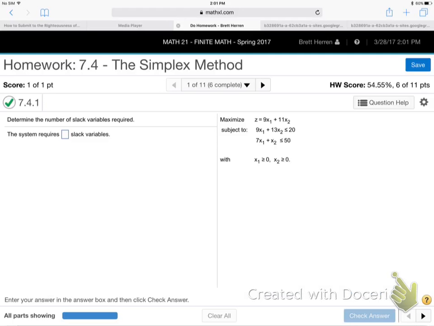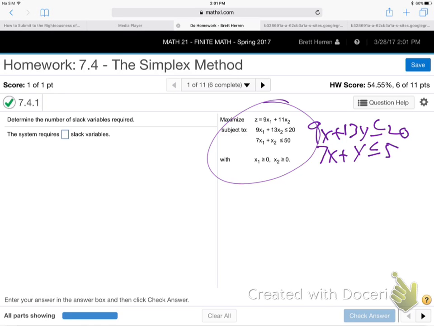All right, simplex. 7.4, the simplex method. All right, so what's going on with this? Well, basically, doesn't this look exactly like what we've been doing in the last section? We could graph those instead of X and Y. It's X1, X2, but whatever, same thing, call them whatever you want. Isn't that exactly like saying 9X plus 13Y less than or equal to 20 and 7X plus Y less than or equal to 50? It is. It's exactly the same. And there's the thing to maximize, Z equals 9X plus 11Y, same thing. They're just calling it X1 and X2.